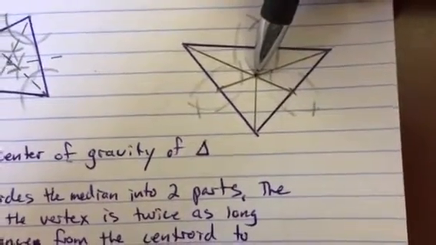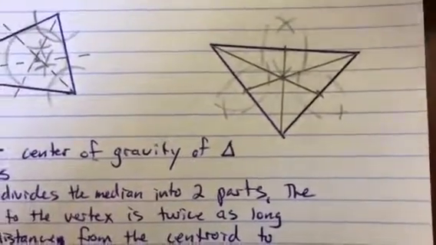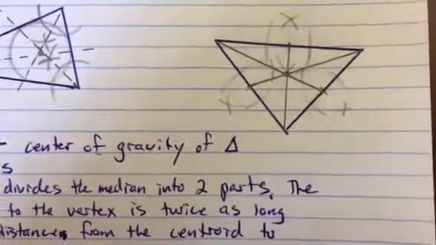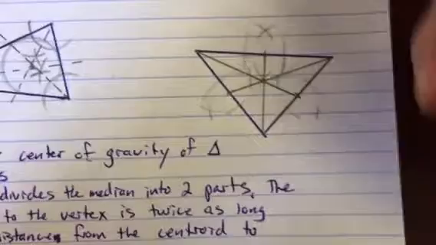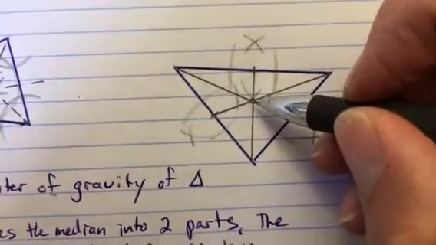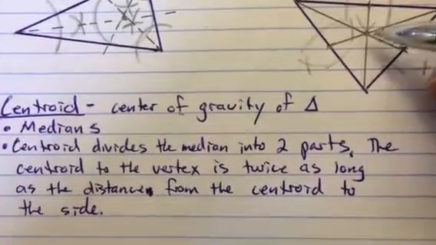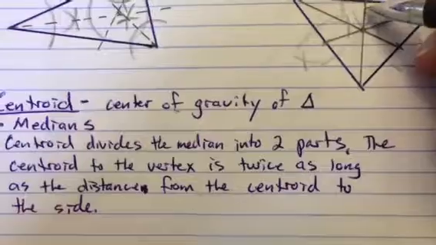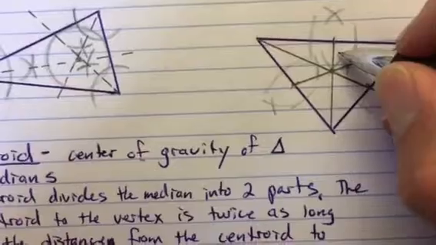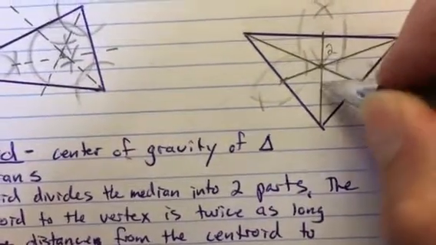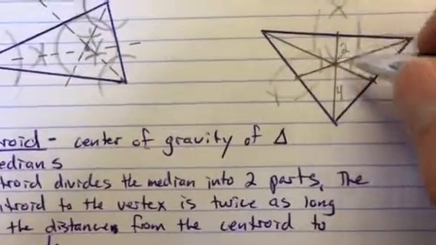This one's the centroid. So if we were to cut out this triangle and use my pencil tip and just lay the triangle on that pencil tip at that point, that would be the center of gravity. It would stay perfectly flat, awesome, right? Another thing with the centroid is the distance from the centroid to the vertex is twice the distance from the centroid to the side. So for example, if this was 2, then this would be 4, okay? And that's something you would need to know.